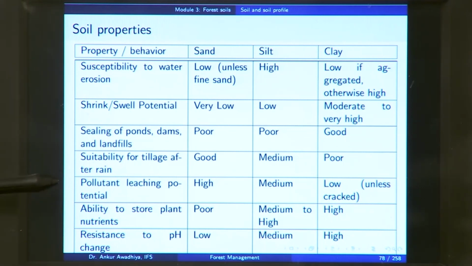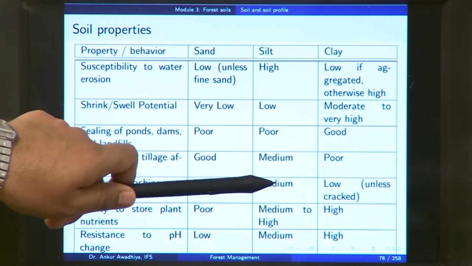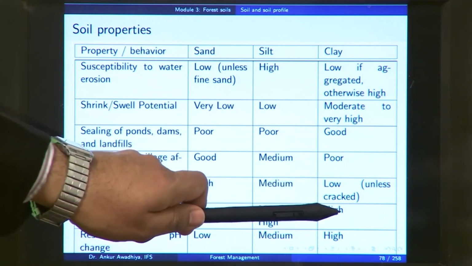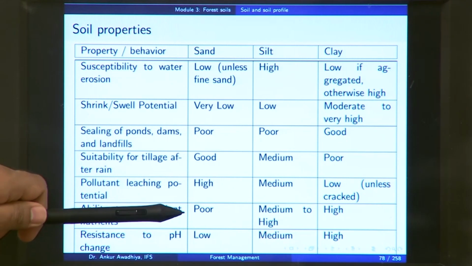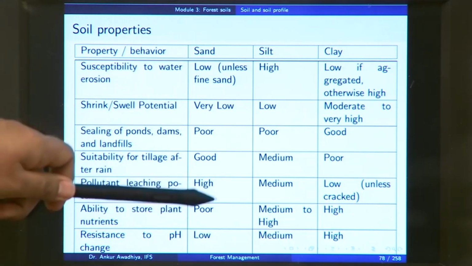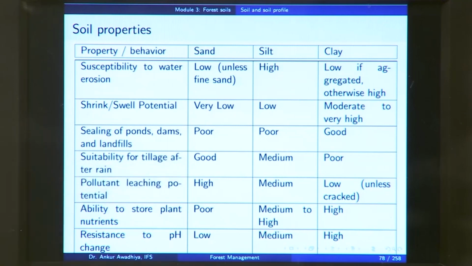Now, if we look at pollutant leaching potential, because leaching is high in sand, pollutant leaching will be high. It is medium in silt and low in clay soils, unless they are cracked because of the shrink swell potential. Ability to store plant nutrients is high in clay soils and poor in sandy soils, with silt coming as medium to high. Why? Because in the case of plant nutrients, such as mineral salts, if any water flows through the sand, it will take out all the nutrients along with it.